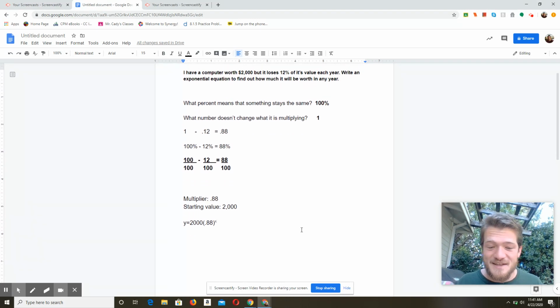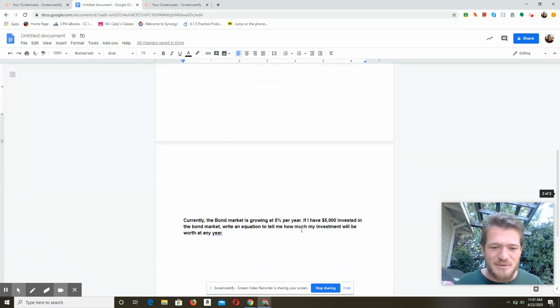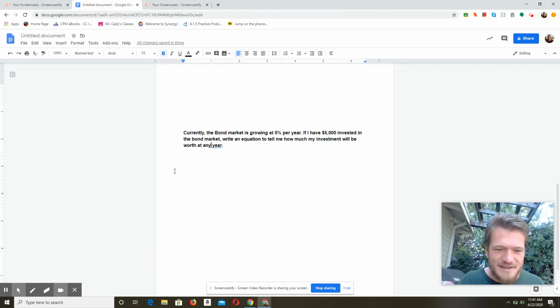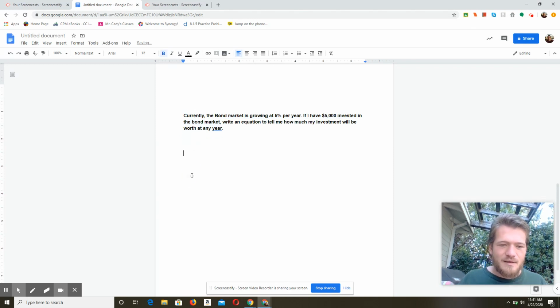And that's that. So that's a percent decrease. I'm going to go a little quicker with the percent increase because we kind of get the gist. So the bond market, that's something you can invest in, growing at 5% per year. If you have $5,000 invested in the bond market, write an equation to tell me how much that investment will be worth in any given year. So we know the initial value. I'll start there. How much do I have in the bond market right now? $5,000, or I'm just going to put 5,000.